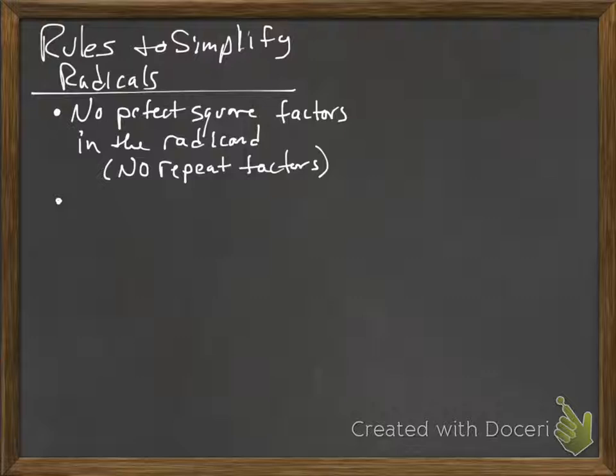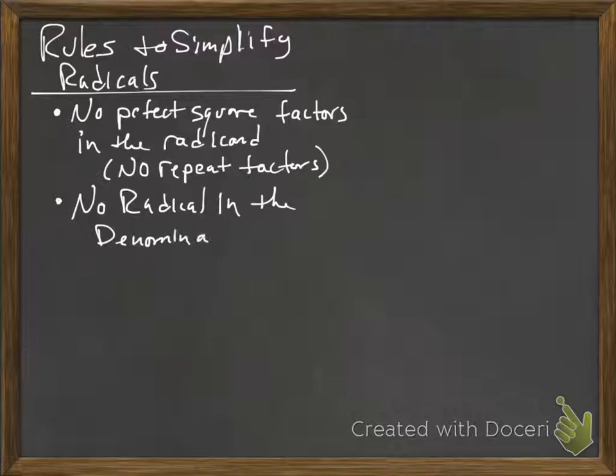The other thing we're going to do is make sure that there's no radical in the denominator of a fraction. So if we take care of those two things, we'll have a simplified radical. So it sounds easy, but as you'll see, some of them can be tricky, and it just takes some practice. So I'm going to go through a bunch of examples.